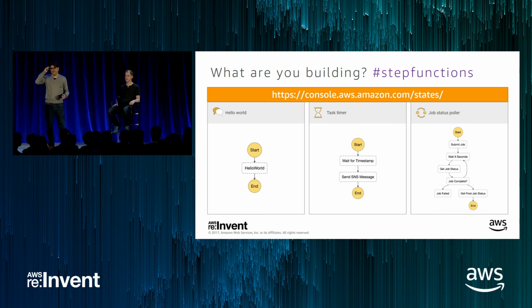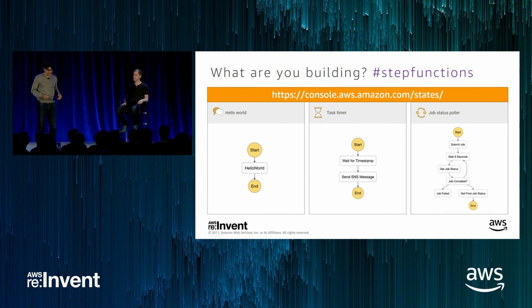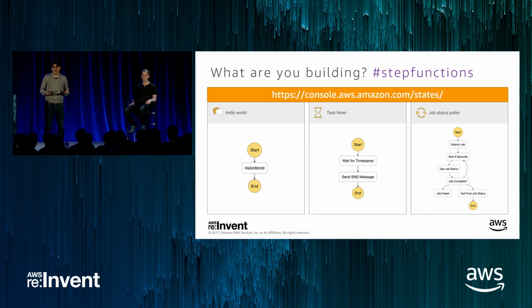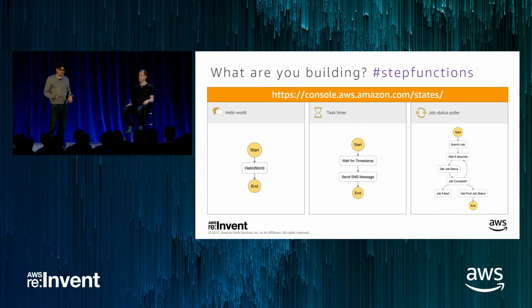And then finally, if you want something more advanced and interesting, the job status poller lets you manage a job on AWS Batch. It asynchronously calls Batch, sends a job, and polls for that job status till it's complete, and then exits the workflow execution.